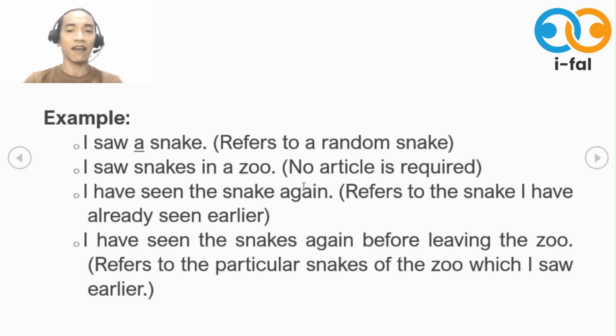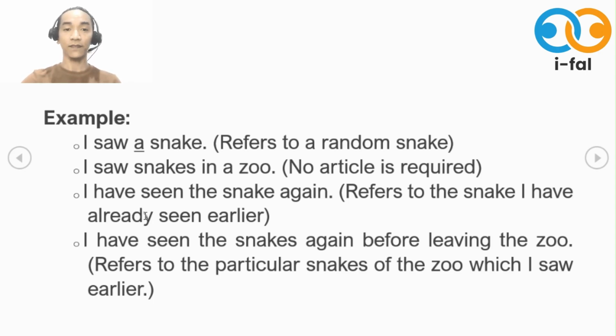Next one, I have seen the snake again. Here I use the article the. Why? Because I was referring to the snake I saw a while ago. And I have seen the snakes again before leaving the zoo. Here I am referring to the particular snakes of the zoo which I saw earlier. Do you understand? Again, for a general common noun in singular form, we use the articles a and an.